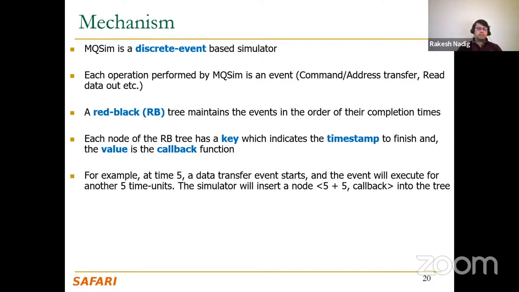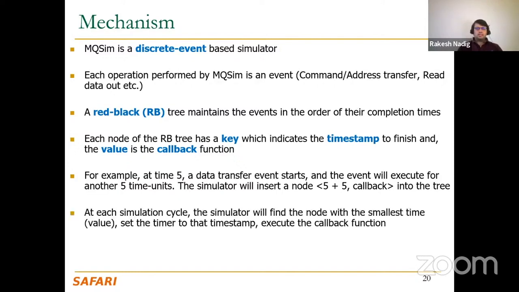For example, at time 5, a data transfer event starts, and the event will execute for another 5 time units. So the simulator will insert a node with 5 plus 5 as the key and a callback function into the tree. At each simulation cycle, the simulator will find the event which has the smallest time at that point to execute, and it will set the timer to that timestamp and execute the callback function.